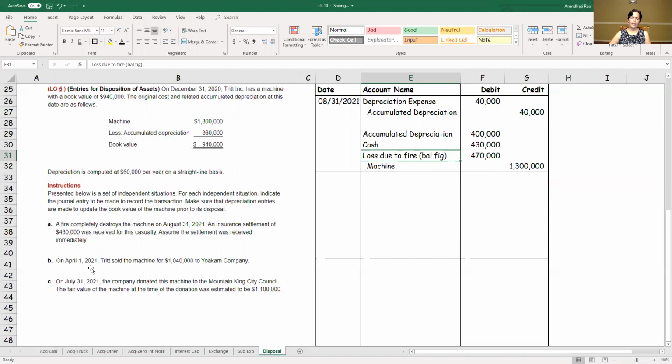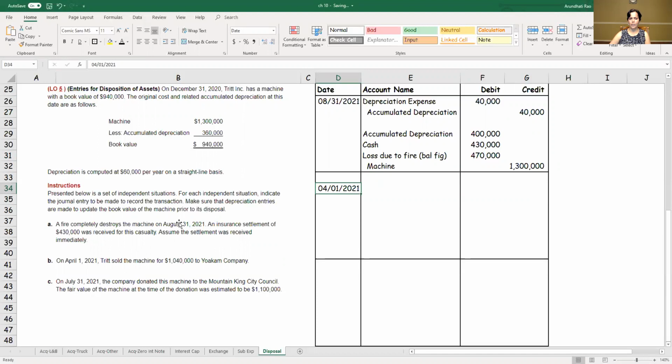So now let's look at the second independent situation. They're telling us that the first one did not happen. Let's take a look at this one. On April 1st, 2021, we sold the machine for $1,040,000 to another company. So this is a happier situation. I'm making a sale. Let's see what happens over here.